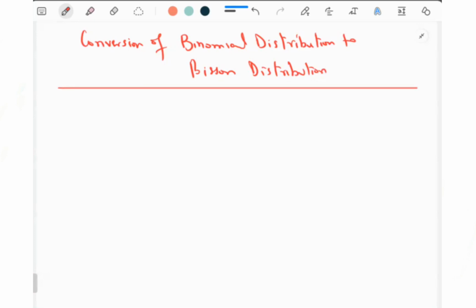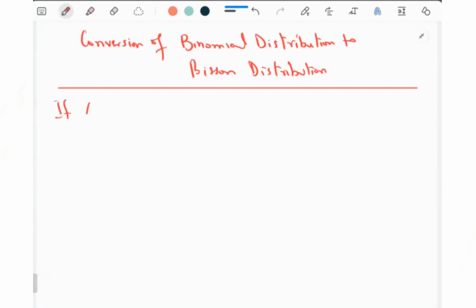प्लीज याद करें, हमने एएस लेवल में सीखा था कन्वर्जन ऑफ बाइनोमियल टू नॉर्मल. तो बाइनोमियल जिस तरह नॉर्मल में कन्वर्ट हो सकता है, इसी तरह बाइनोमियल पॉसॉन में भी कन्वर्ट हो सकता है, लेकिन उसकी कुछ कंडीशंस होती हैं. ठीक है, वो क्या कंडीशंस हैं?